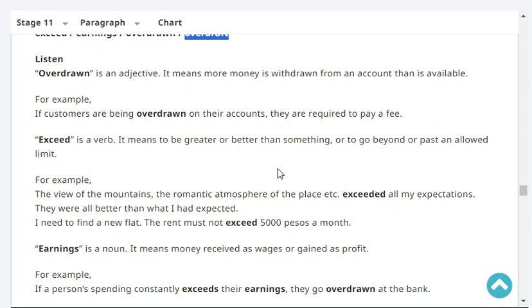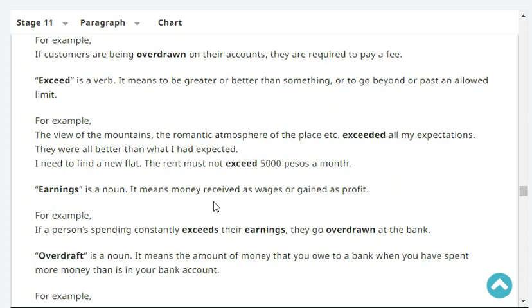Exceed is a verb. It means to be greater or better than something, or to go beyond or past an allowed limit. For example, the view of the mountains, the romantic atmosphere at the place, etc., exceeds all my expectations. They were all better than what I expected. I need to find a new flat where the rent must not exceed 5,000 pesos a month.